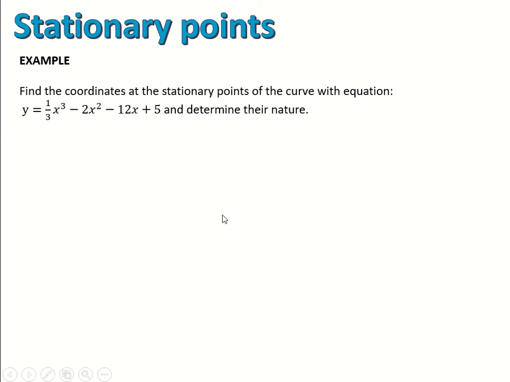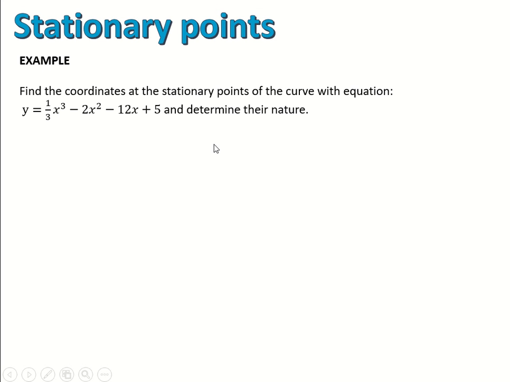Right, so let's look at a first example, okay? I think I'm only going to do one example because these are quite long. So we're going to find the coordinates of the stationary points of the curve. Find the coordinates of the stationary points of the curve with the equation y equals a third x cubed minus 2x squared minus 12x plus 5 and determine their nature.